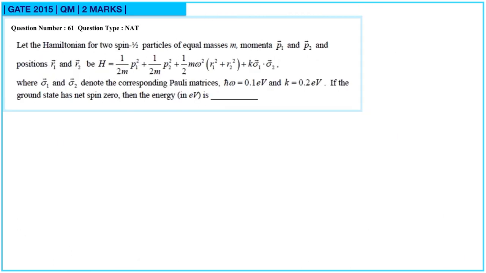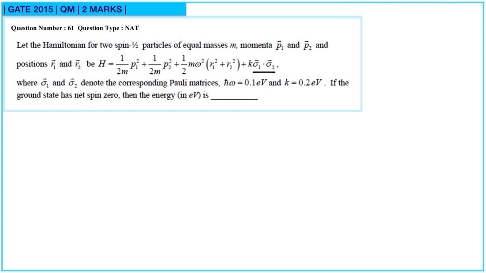Next question. Let the Hamiltonian for spin half particles of equal masses m, momenta p1 and p2, and positions r1 and r2 be given, where sigma 1, sigma 2 denote the corresponding Pauli matrices. h cut omega is 0.1 electron volt and k is 0.2 electron volt. If the ground state has net spin 0, then the energy is.